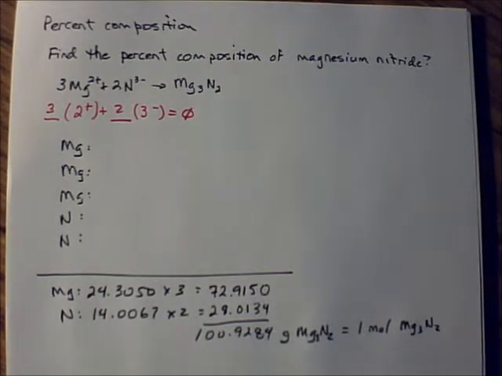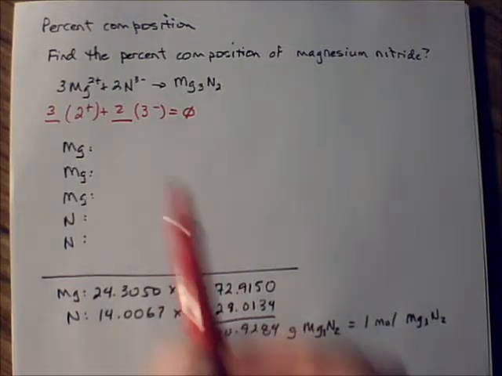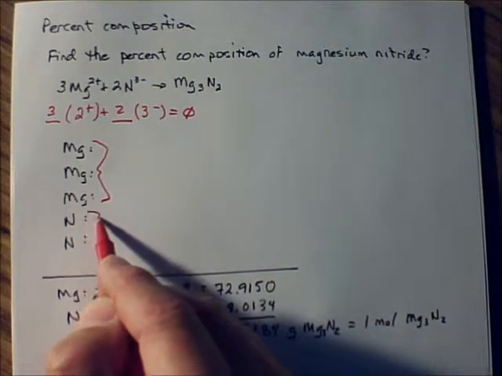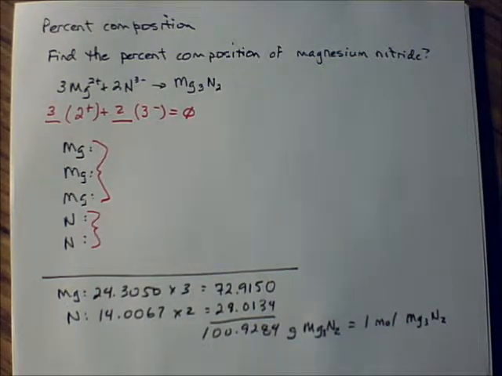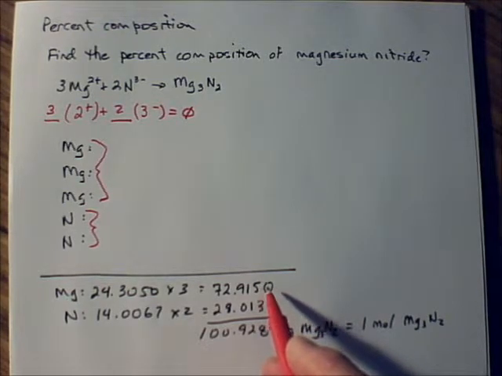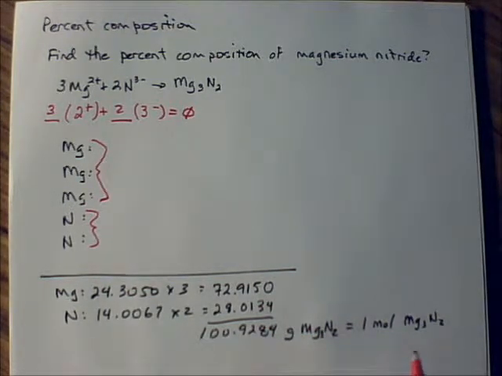All right, so that's the first step in doing this. All we did was, instead of adding magnesium 3 times, we simply multiplied it by 3. Instead of adding nitrogen's atomic mass twice, we multiplied it by 2. Now the reason that this makes things easier is percent composition is the percent of this amount right here over the total times 100, and the percent of this amount right here over the total times 100. So by doing the multiplication here, we save ourselves some time with the percent composition.